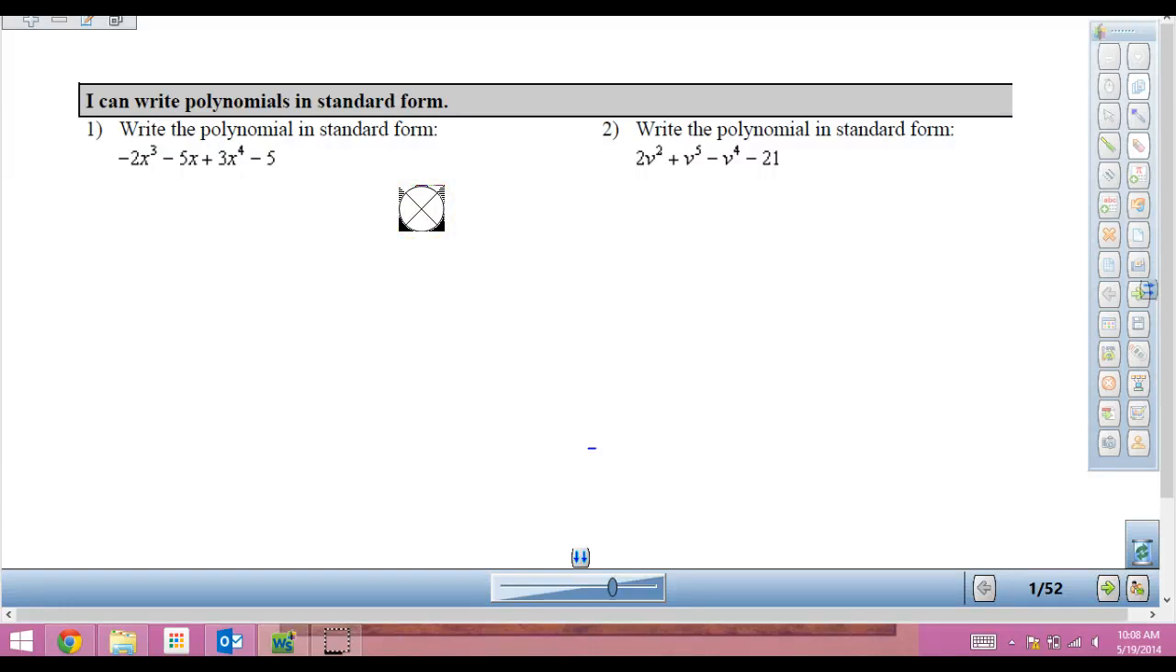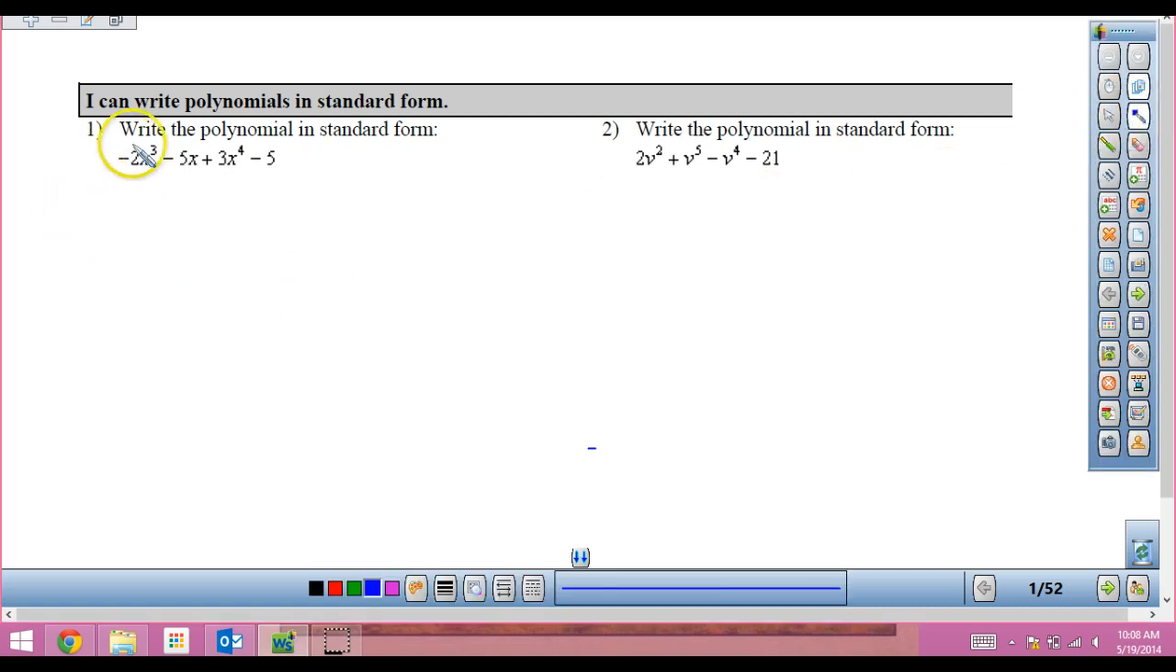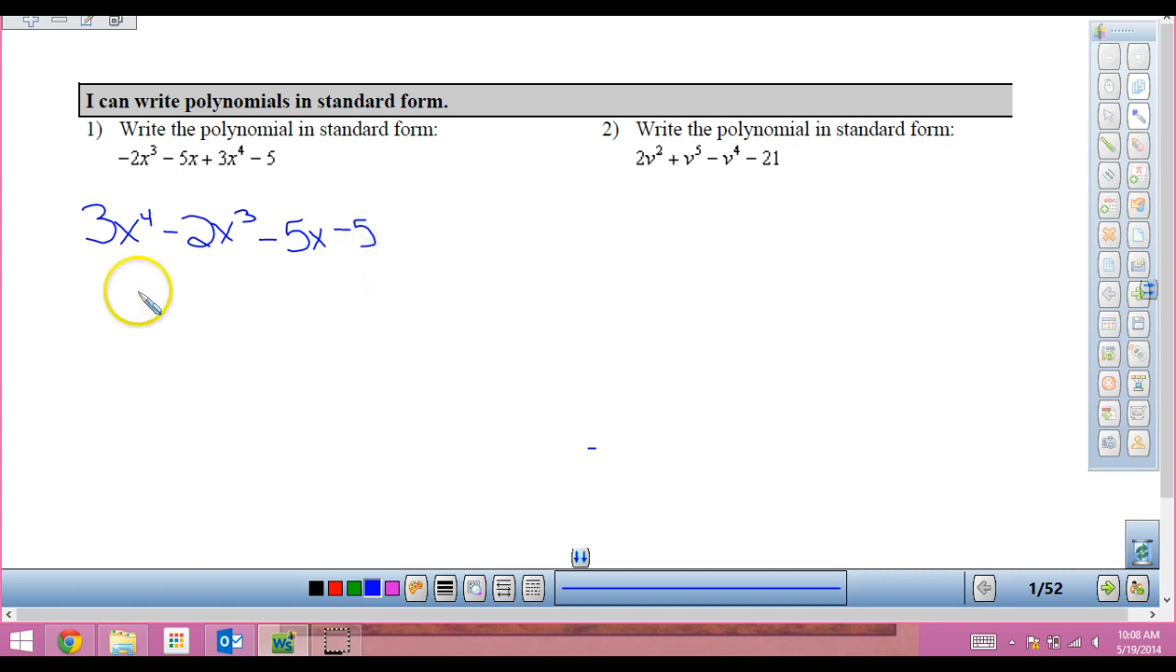Alright guys, let's start going through this review. We will obviously start on number 1. So standard form, remember standard form is going to be highest exponent to lowest exponent. So this one we're going 3x to the 4th minus 2x cubed minus 5x minus 5. Everything leaves it just like that. We just leave it like it is. We're just reordering where we're putting things.